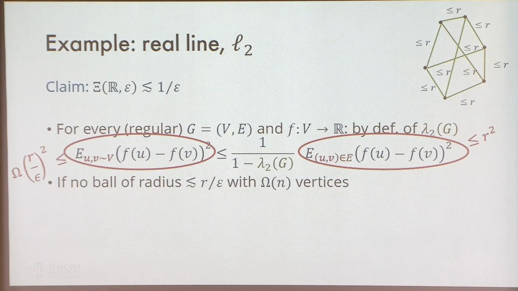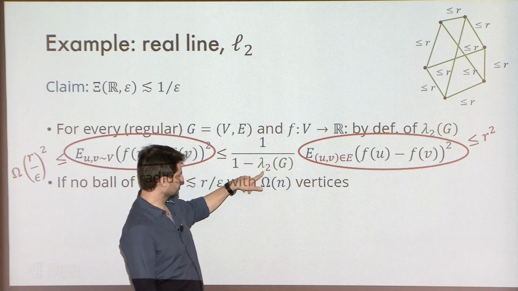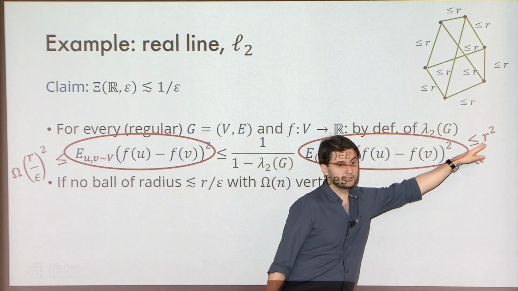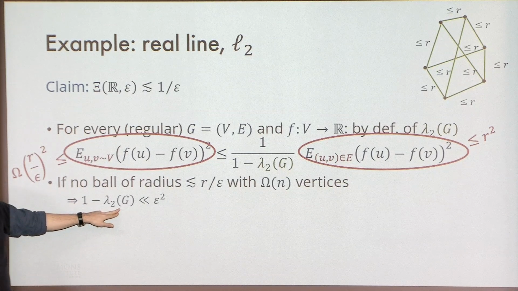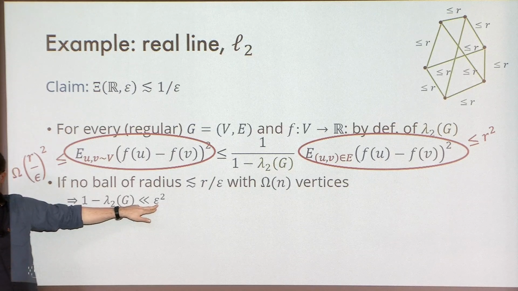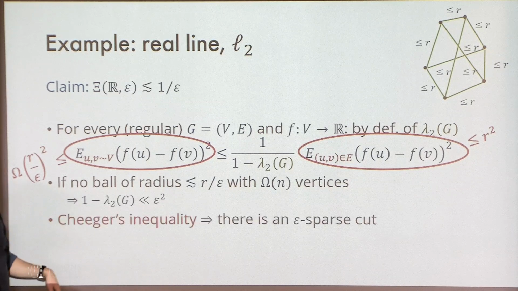Okay, and now we have r squared by epsilon, r by epsilon squared here. We have something that involves lambda 2. We have r squared here. Just doing immediate calculation implies that 1 minus lambda 2, basically the spectral gap of a graph, must be smaller than epsilon squared by a constant factor. Now we can apply Cheeger's inequality. This means that there exists an epsilon sparse cut in this graph, and we've got basically our sparse cut.